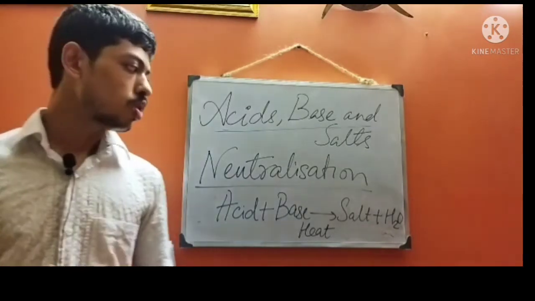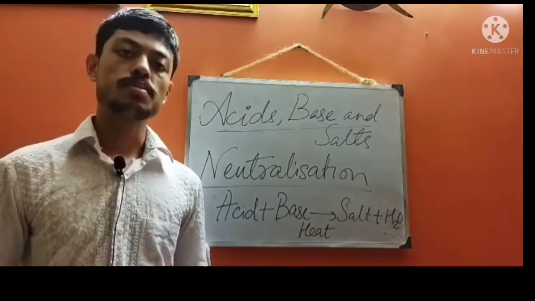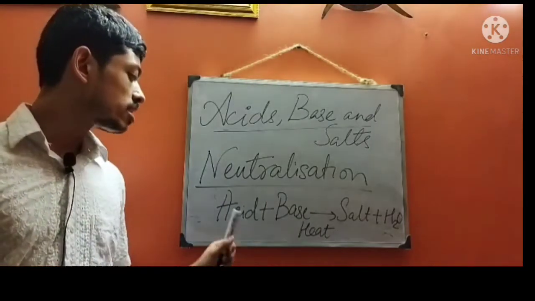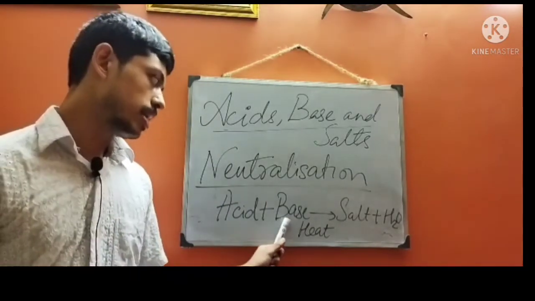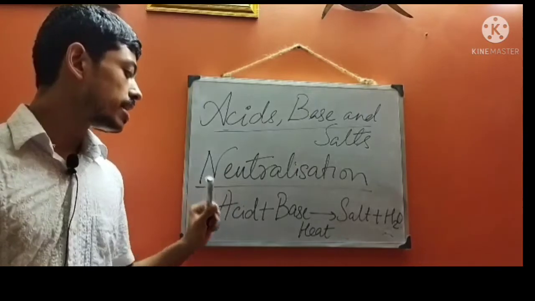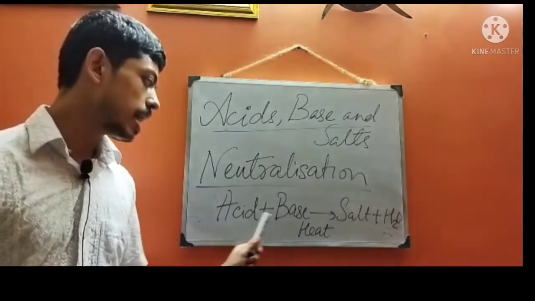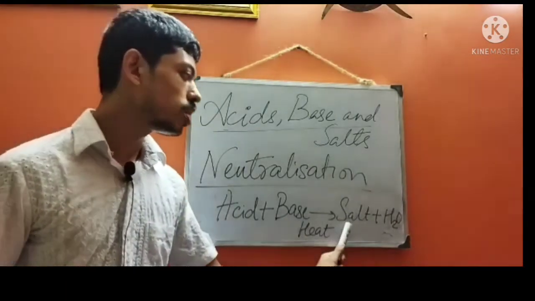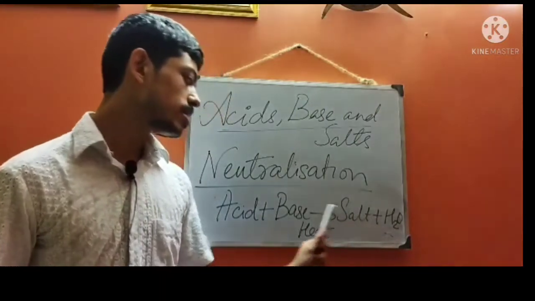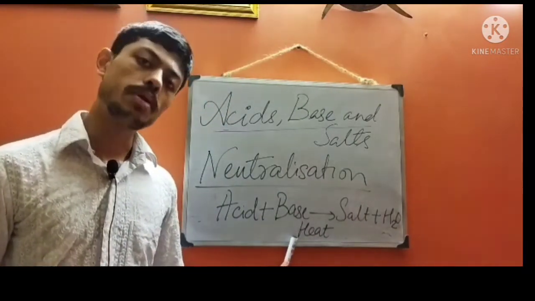Okay. So, what is salt? Salt is a substance formed due to the reaction between acid and base. And what is neutralization? It is a reaction between an acid and base to produce salt and water. Along with this, heat is also produced.